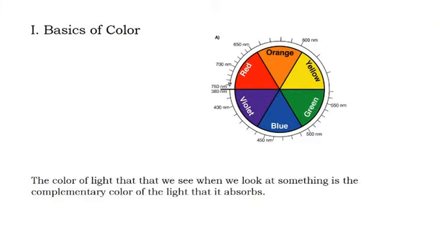Let's look at the basic physics of what causes substances to have color. An object appears colored if it absorbs certain wavelengths of light. It turns out that the color of the light that we see when we look at something is the complementary color of the light that it absorbs.